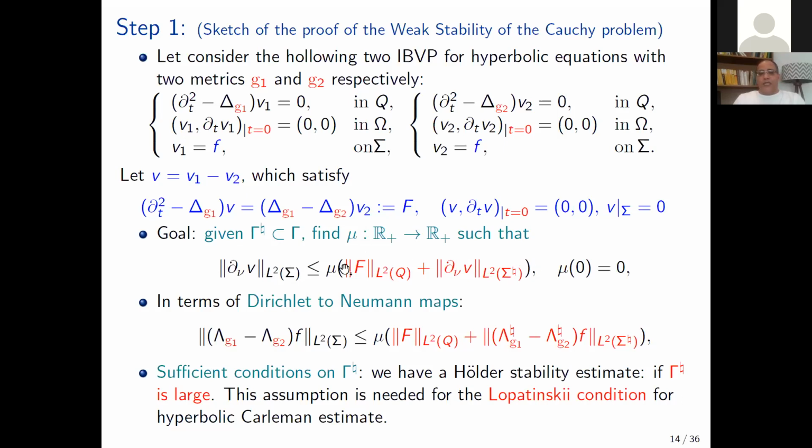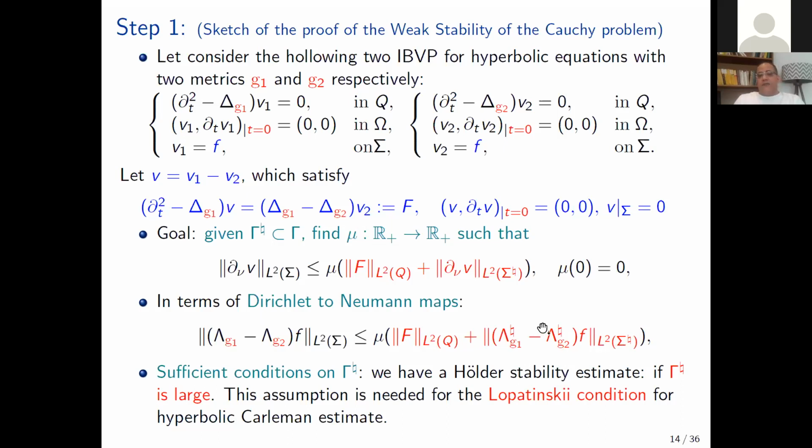Here capital F is the source, and here the normal derivative only in the part Σ sharp. So this inequality in terms of the Dirichlet-Neumann maps can be written as follows. The normal derivative of V is exactly the difference between the global Dirichlet-Neumann maps, Λ_G1 minus Λ_G2. And F is the source term, and then we keep this term.